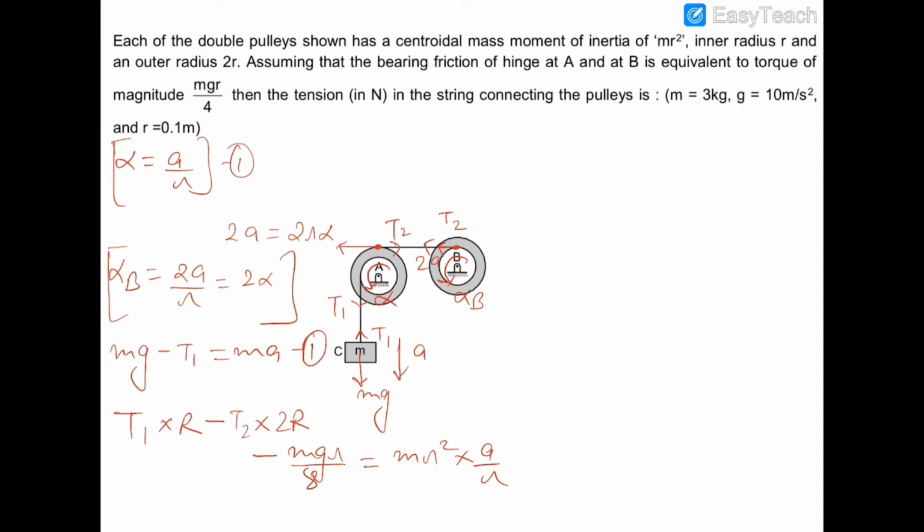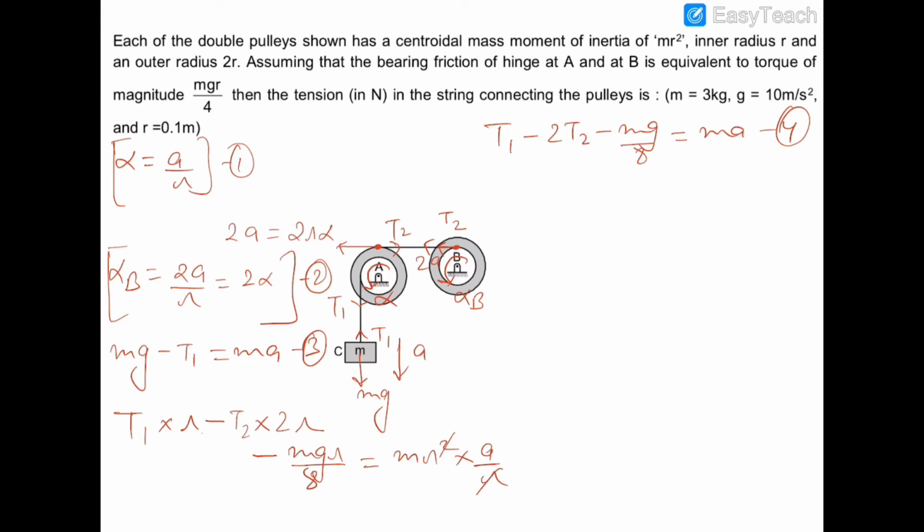So let us name this as 2. In fact, this is 2 and this is 3. So cancelling this r with r, this is small r, the equation would be T1 minus 2T2 minus mg by 8 is equal to ma. This is the fourth equation.